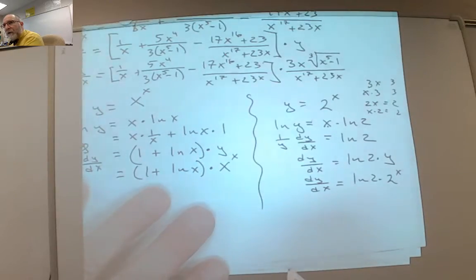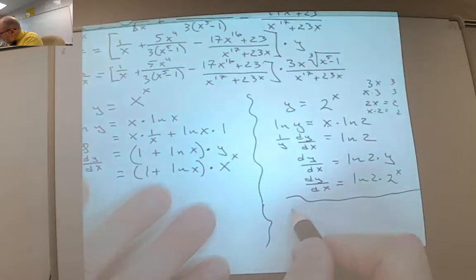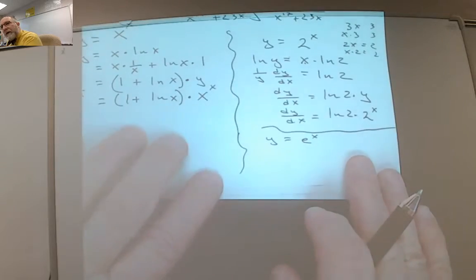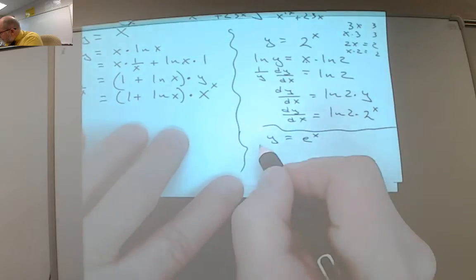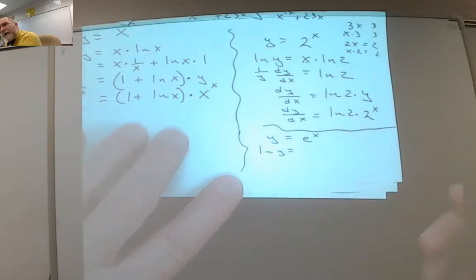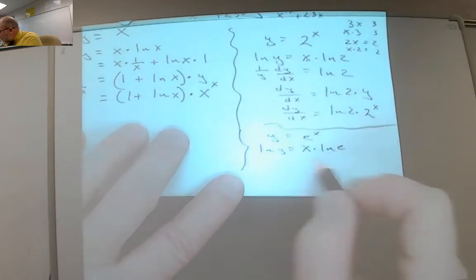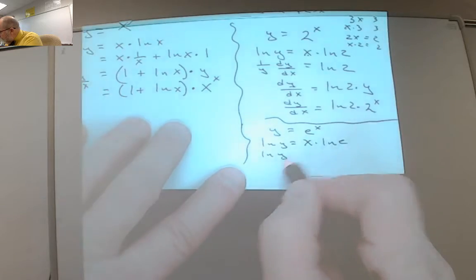Jack, back to you. Y equals e to the x. I want you to figure out dy dx. What's the first thing you're going to do? You take the natural log of both sides. The natural log of y. And what will I have here? X ln e, which would end up being x, since ln of e is 1. So the ln of y is equal to x.